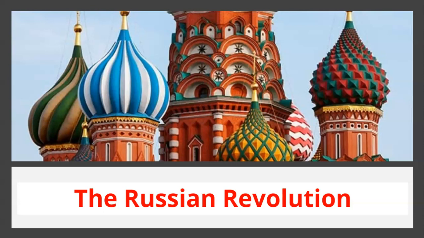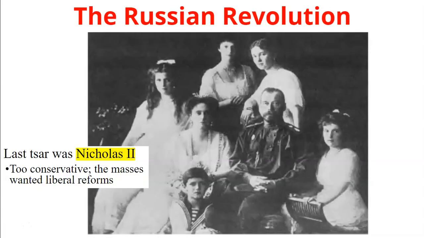So we've talked a little bit about this in class. If you've ever seen the movie Anastasia, I know it's a cartoon, but it kind of hints at this whole thing that was going on: the Russian Revolution. I know in class we've talked about it here and there, and I've told you, spoiler alert, and most of you know this. If you've taken some type of world history before, you are familiar with it. So we know that the last Tsar was Nicholas II. He was, near the end, too conservative, and the masses wanted liberal reforms.